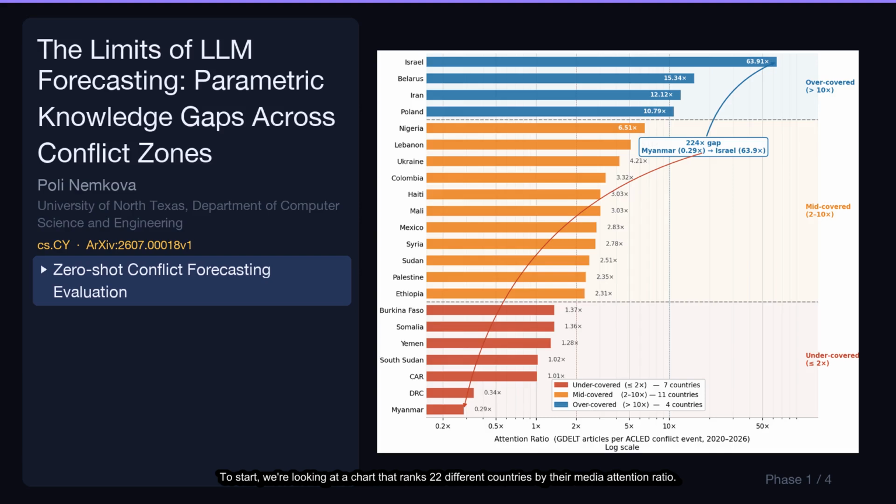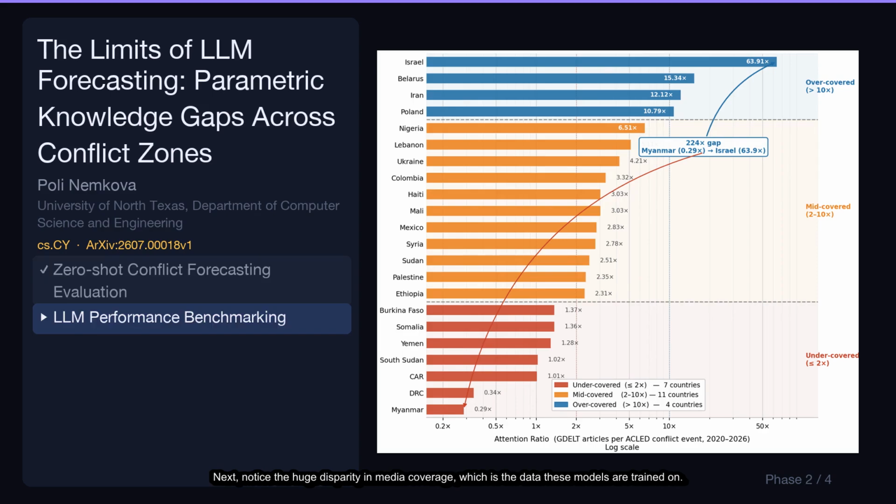To start, we're looking at a chart that ranks 22 different countries by their media attention ratio. This ratio compares the number of news articles to the number of actual conflict events recorded between 2020 and 2026. Next, notice the huge disparity in media coverage, which is the data these models are trained on. There's a massive 224x gap in the attention ratio between the most covered country, Israel, and the least covered, Myanmar.